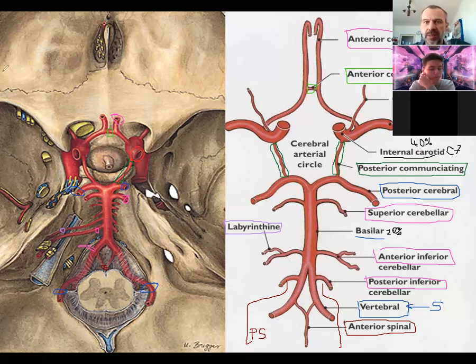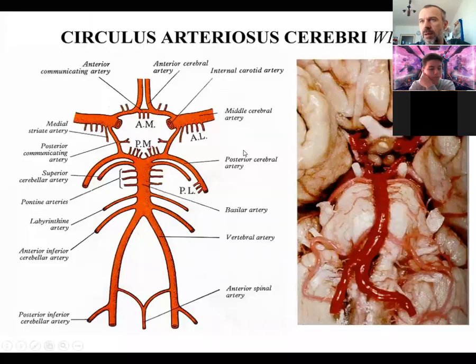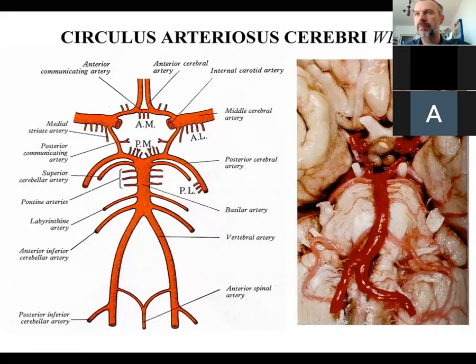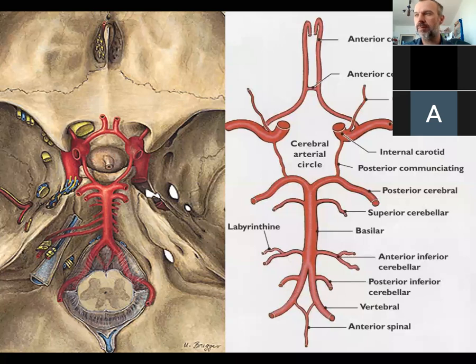So a question to this, as I consider this very, very important, and you can be tested on the circle any time. I just had a question about the posterior inferior cerebellar. The posterior spinal you said was coming from there, right? Yeah. Okay, thank you.